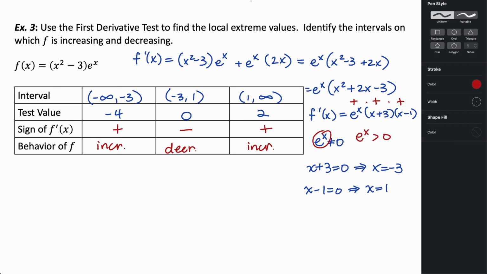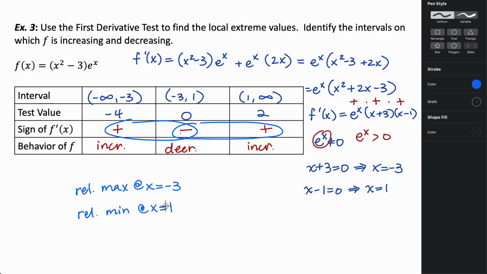Okay, so what does this tell me? In this portion right here, I have a sign change from positive to negative. So at x equals -3, I go from positive to negative, which means I have a relative maximum at x equals -3. And then at 1, we go from negative to positive. So that tells me I have a relative minimum at x equals 1. Now I know that these are in fact maximum and minimum values because this function is defined everywhere. So these points do exist in our original function.